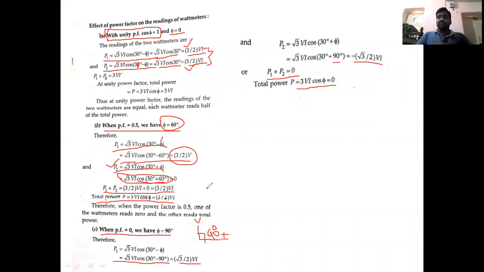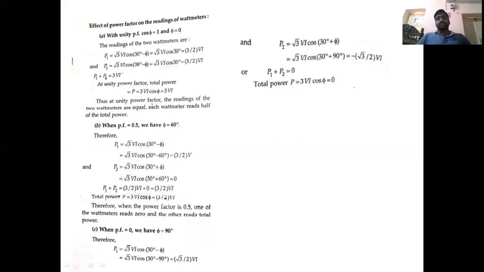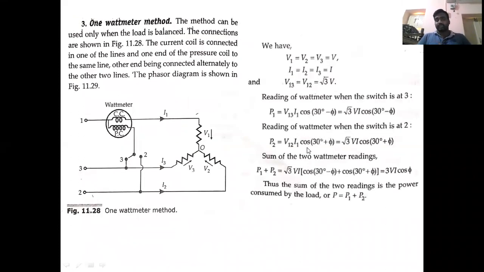That is the effect of power factor on a wattmeter reading. Next concept we will discuss is the 1 wattmeter method. So up to now we analyzed the 3 wattmeter method. Next we analyzed the 3 wire 2 wattmeter method, star connection and delta connection.